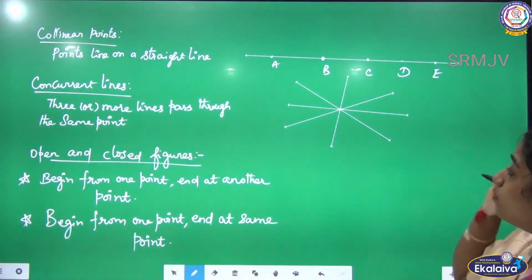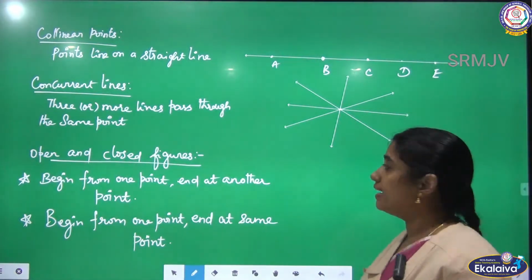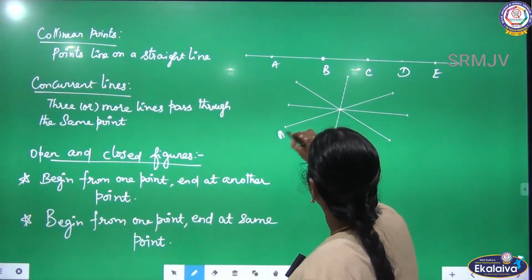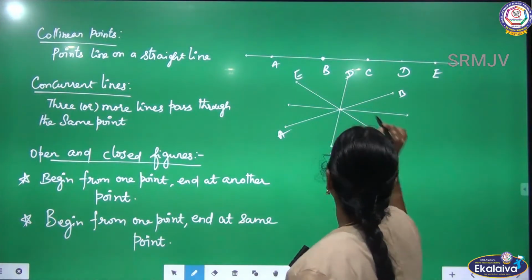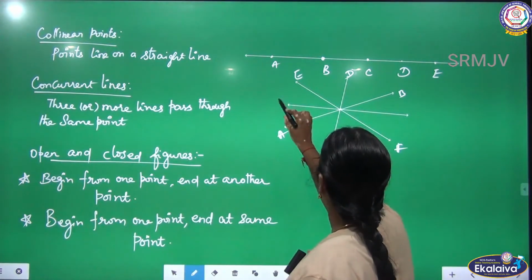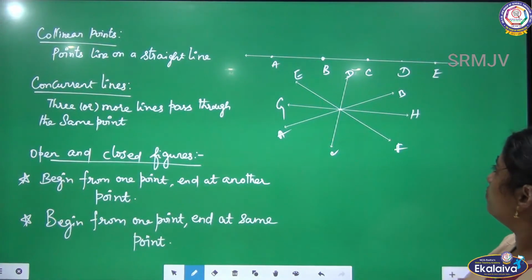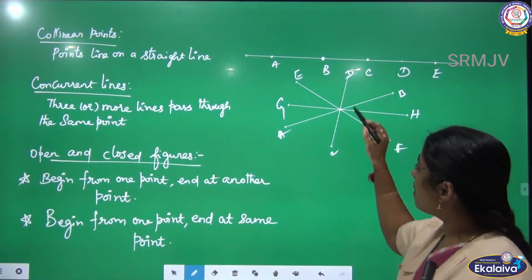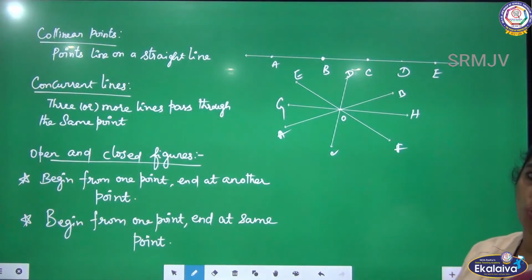But three or more lines passing through the same point are said to be what? Concurrent lines. For example, I am taking A, B, C, D, E, F and G, H. So these are the lines. Five lines are passing through the same point, which I call O. Then it is said to be concurrent lines.